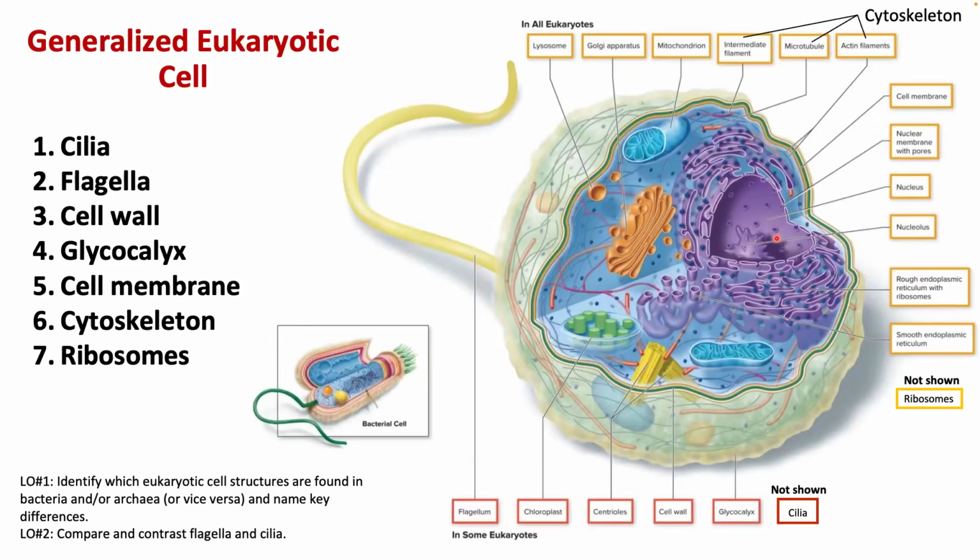So this is basically a generalized eukaryotic cell. From most of your past courses, you generally have an idea of what this cell is and what organelles it contains. So I won't go much deeper into it, but these are the few that we'll be talking about: cilia, flagella, cell wall, glycocalyx, cell membrane. I presume we talked about cell wall, glycocalyx, and cell membrane in the past class. This time around, what is new is the cytoskeleton and also ribosomes.